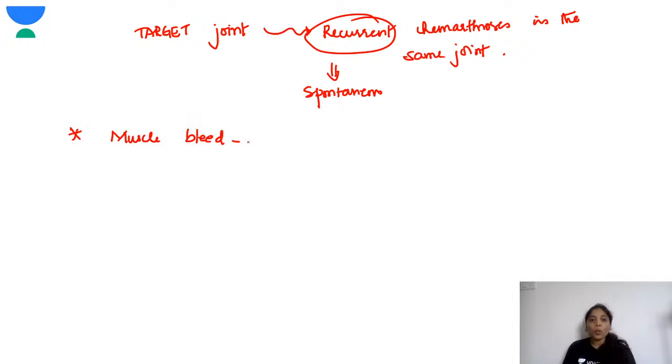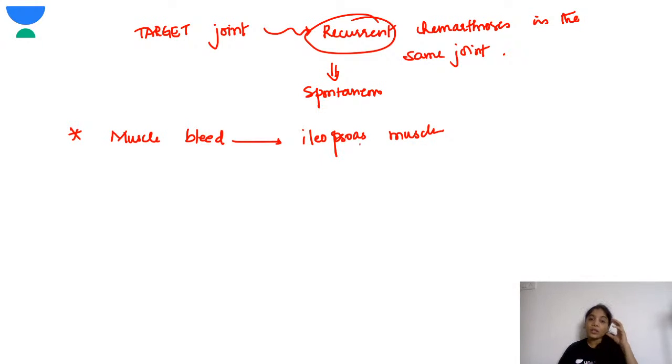So in muscle bleed, what happens is they will have pain and swelling. The children will generally tell, and it is easier to diagnose. But the main importance is the iliopsoas muscle. If there is a bleed in the iliopsoas muscle, there is so much bleeding happening that it is very difficult to identify.